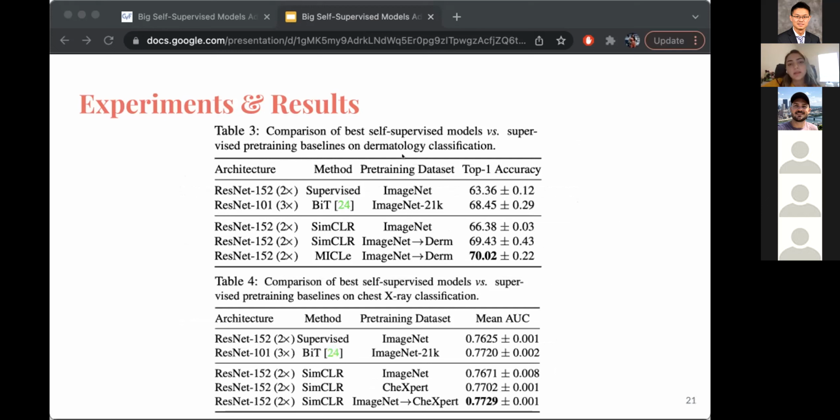And here in Table 3, we can see the comparison of the best self-supervised models proposed in previous works and the supervised pre-training baselines on the dermatology classification. Here also we can see that they achieved the best accuracy with their framework, and also with pre-training on ImageNet plus the dermatology data set. And here we can see the same thing. They're not using their framework because they mention that they don't have multiple images for each case.